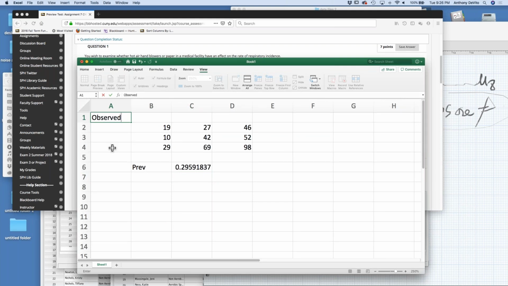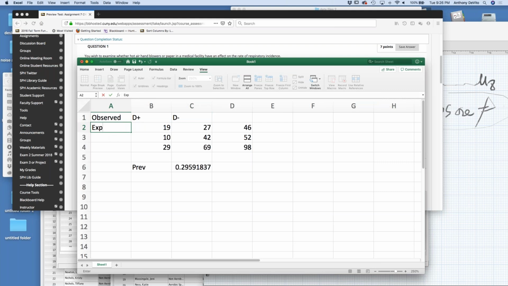These are our observed values. And I'm going to make up a new table. And just so we're clear on this, this is the people that got sick. This is the people that didn't get sick. This is the people that were exposed, I think. Am I right about that?